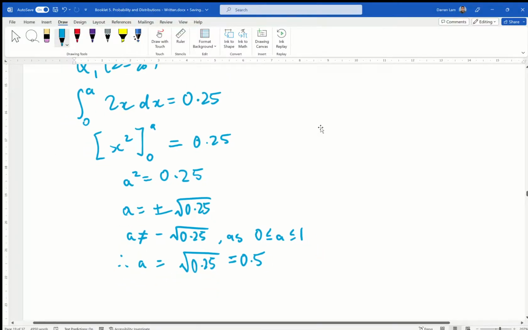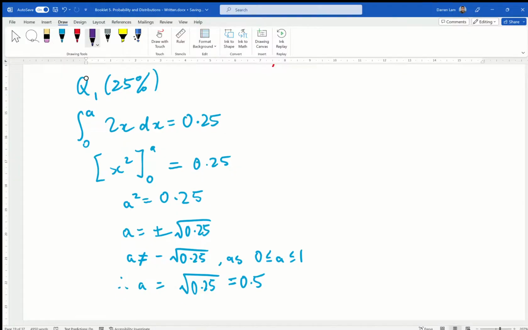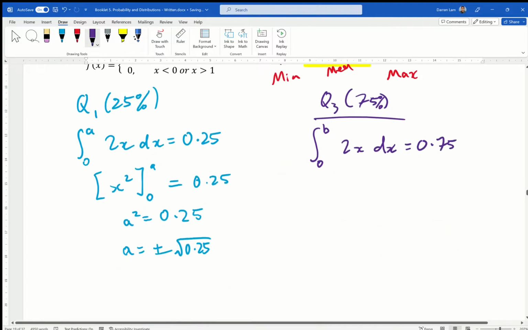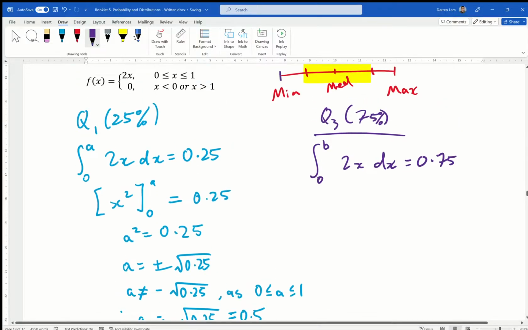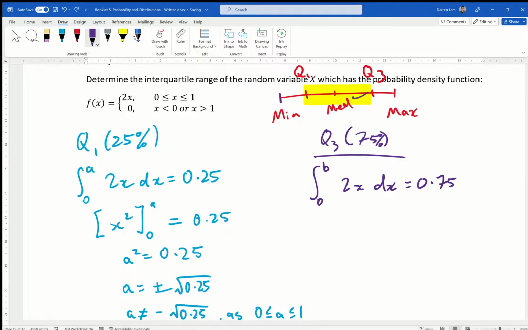So that's Q1. Q3 is exactly the same. Q3, where it's 75%, of course, means that we have from 0 to b. Now, you can do this the other way around as well. Instead of saying from 0 to b of 2x dx equals 0.75, you could go, for example, from b to 1 of the same function equals 0.25. That's just going to be the same thing. You're just going to be finding this section instead of this section, right? It doesn't matter. Either work.